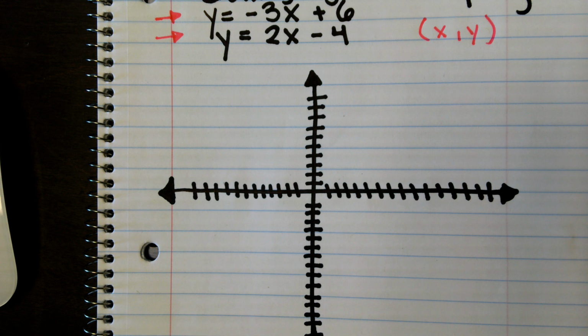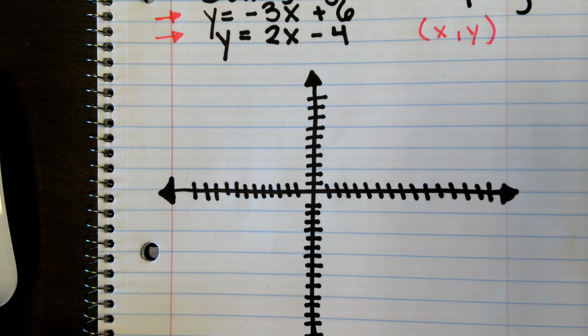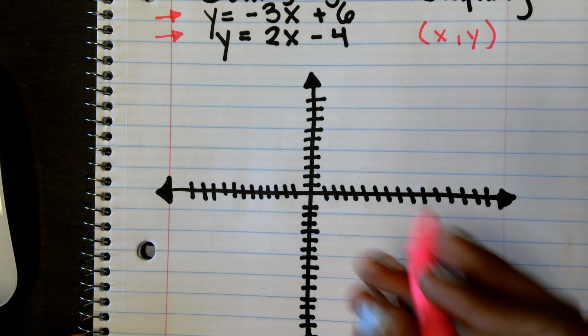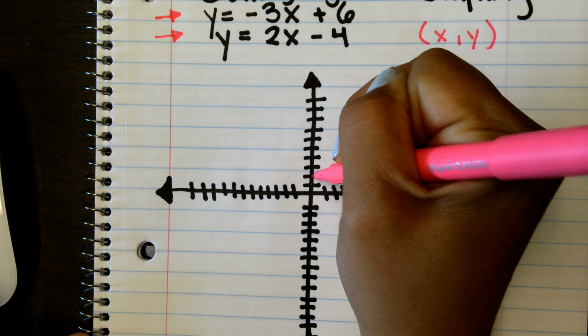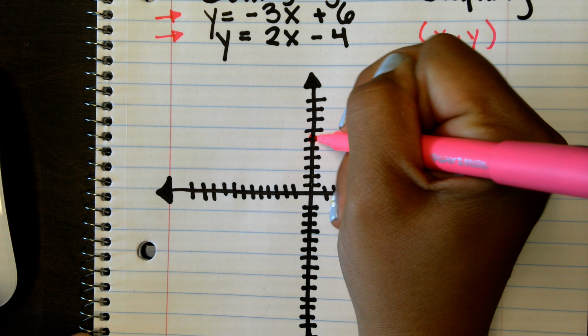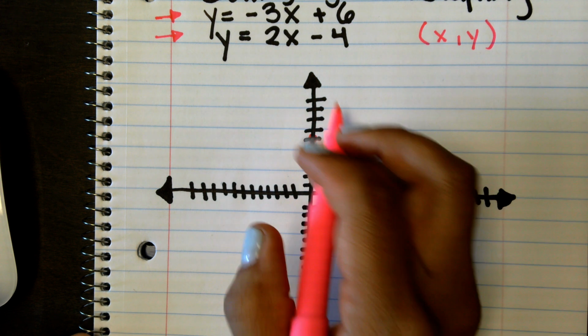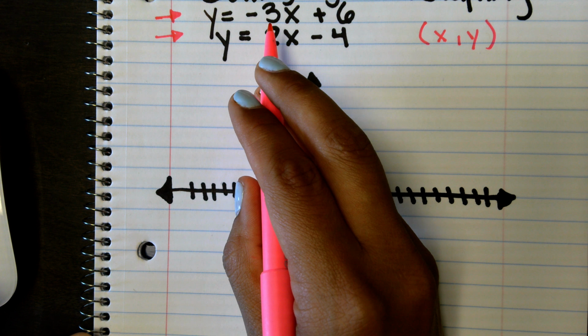So what we do is we graph each individual equation or line. I'm going to start with the top one, y equals negative 3x plus 6. Just a little review, I'll start by graphing my y-intercept at positive 6. 1, 2, 3. Okay, it's right there. And then I know that my slope is negative 3, or negative 3 over 1, right?